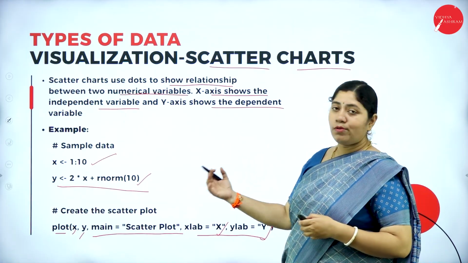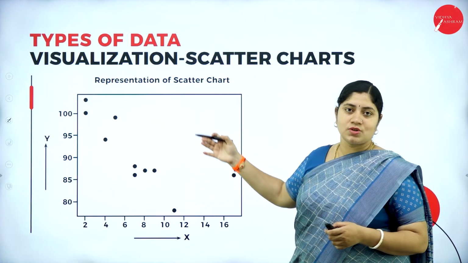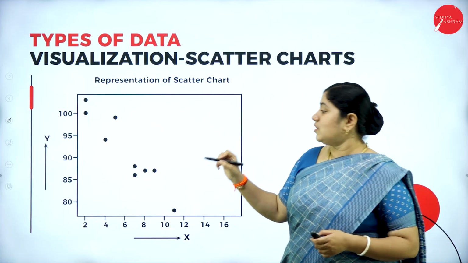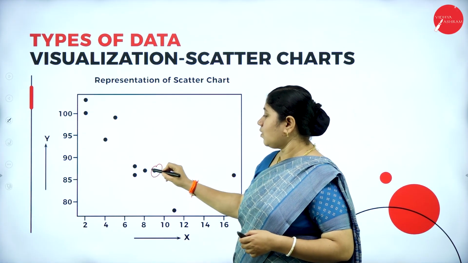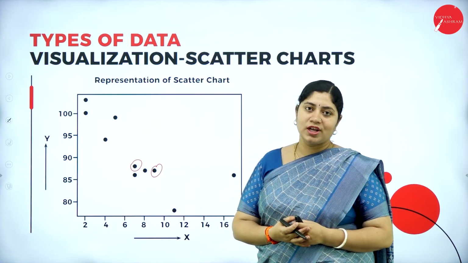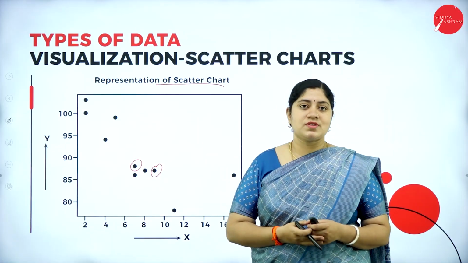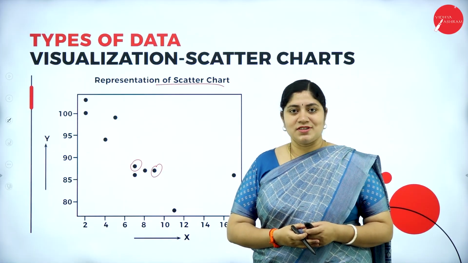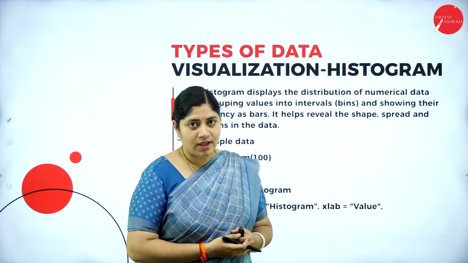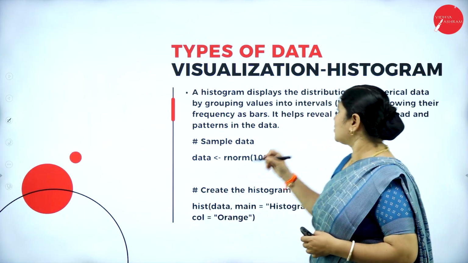Now let's see how this scatter plot looks. So yes, it looks similar to this, where we are only using dots in order to represent the relations. So this is nothing but a representation of a simple scatter chart. Now let's see the next type of data visualization technique, that's nothing but the histogram.